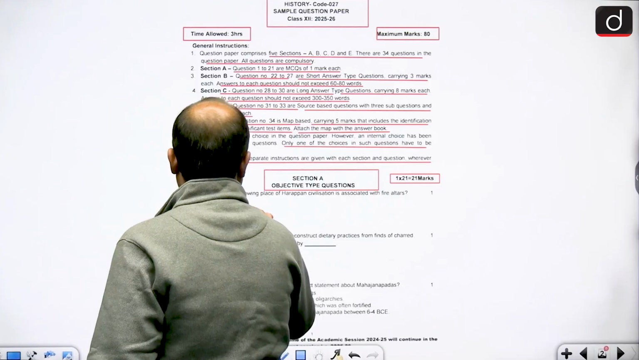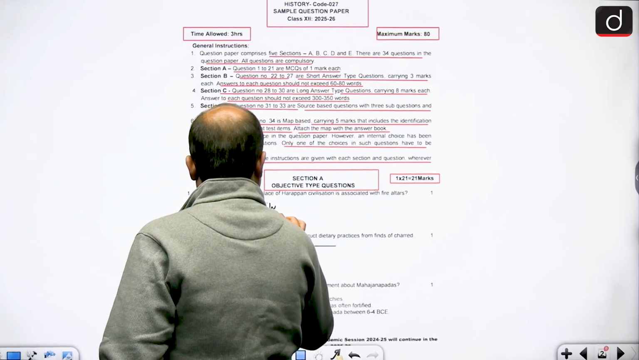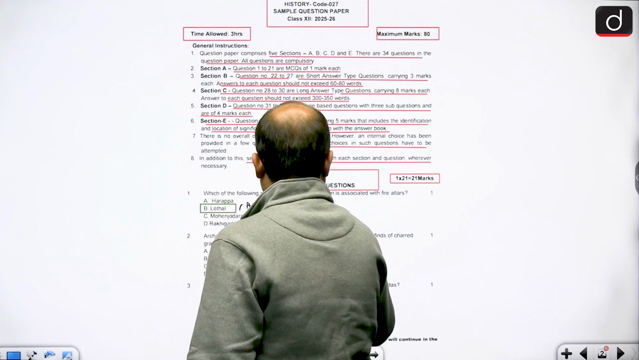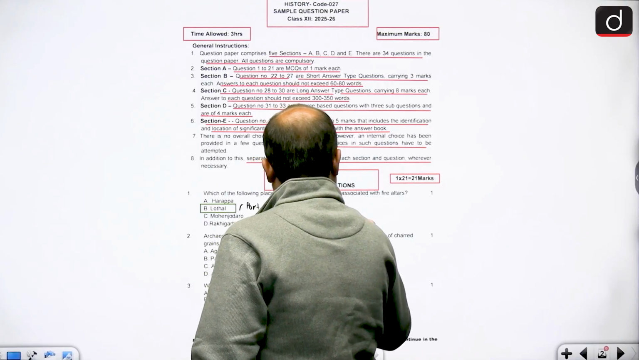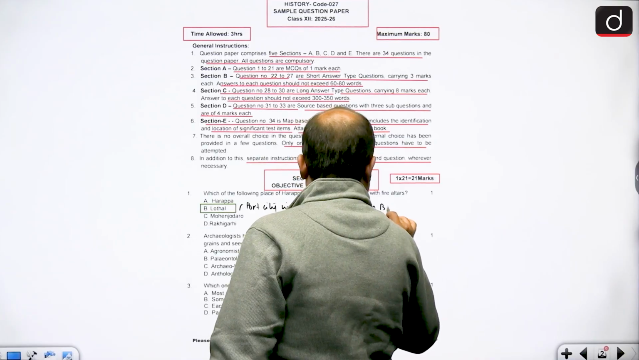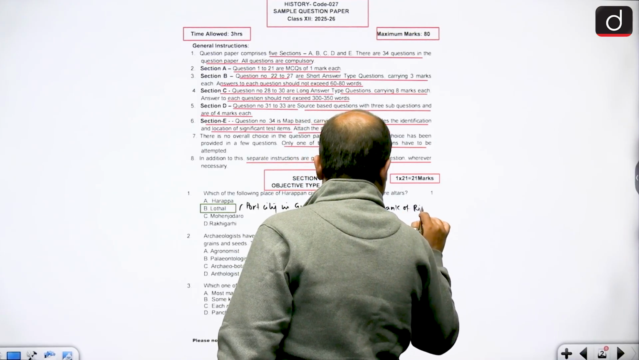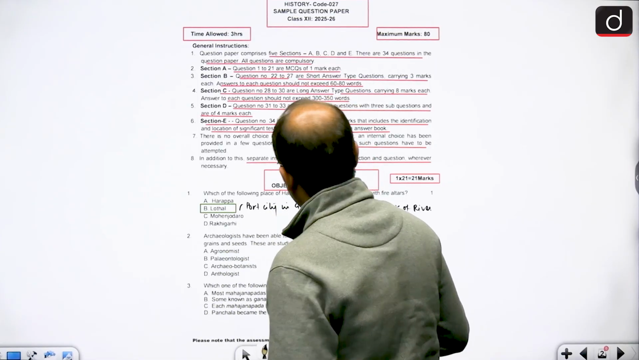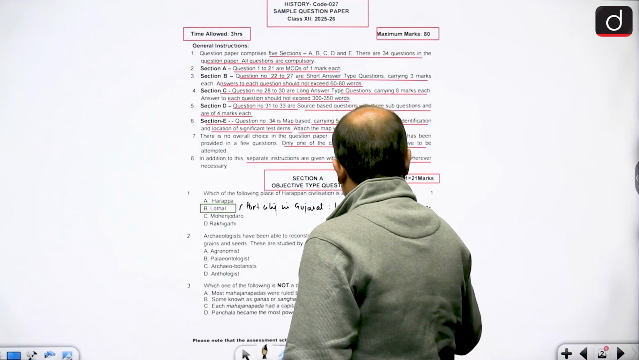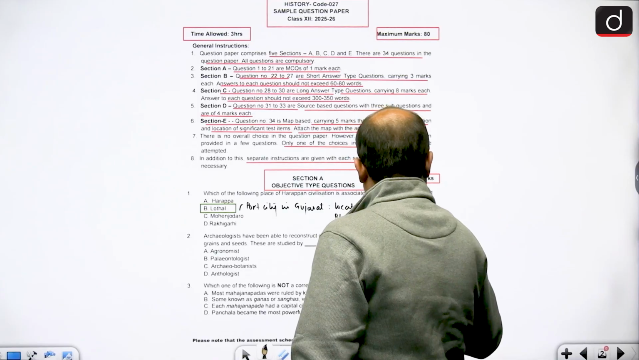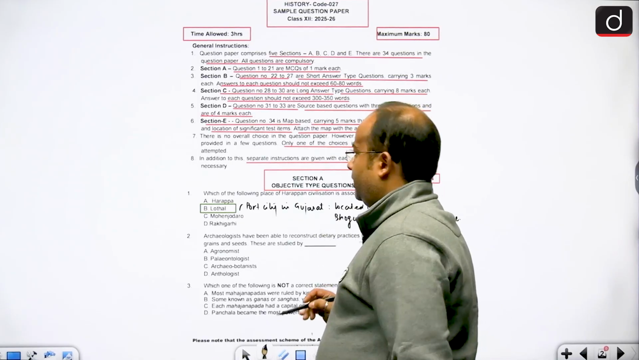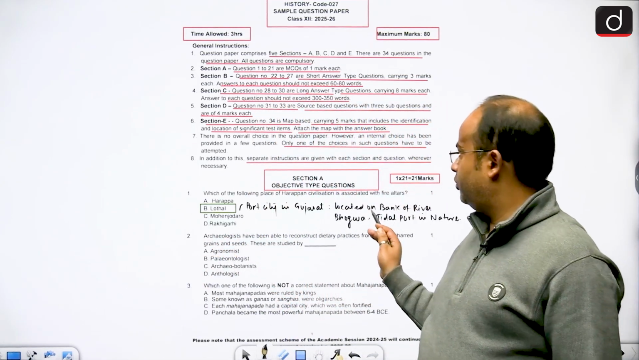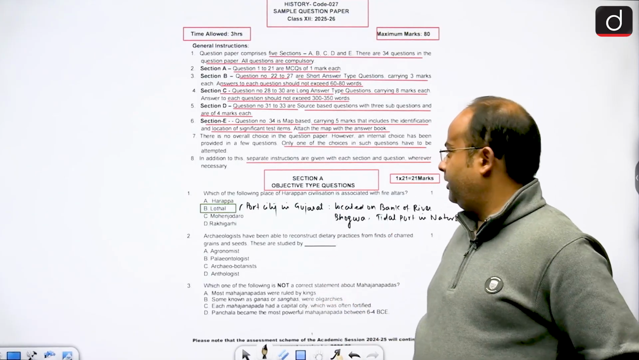So it's a port city in Gujarat, located on the bank of river Bhogwa, and it was a tidal port in nature. So the correct answer will be option B, that is Lothal. Lothal is a port city in Gujarat located on the bank of river Bhogwa, and it's a tidal port in nature.